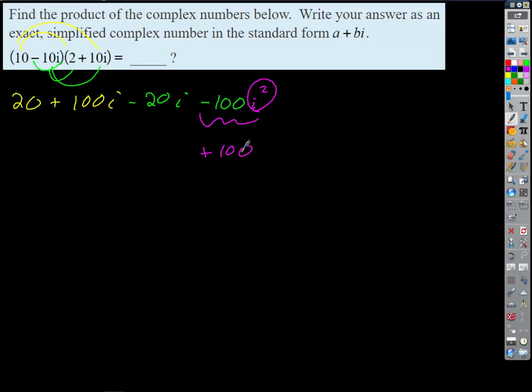Oh, nice, you were ahead of the game. Okay, and then all I do here is add like terms. So I end up with 120, and these are like terms too, so I'm going to get 80i. And that's my answer. No big deal.